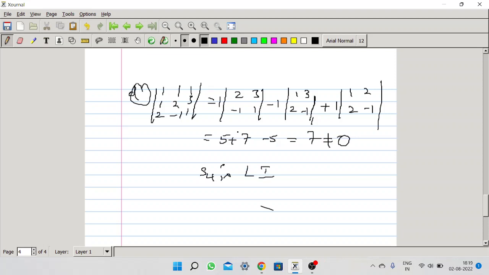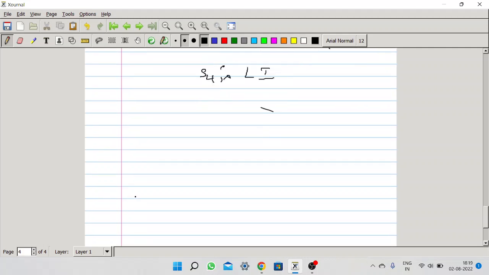Can you check if the calculations are correct, if you have a doubt, you can ask me immediately. So I hope there is no problem, no doubt in this problem. So let me proceed with question number 2.